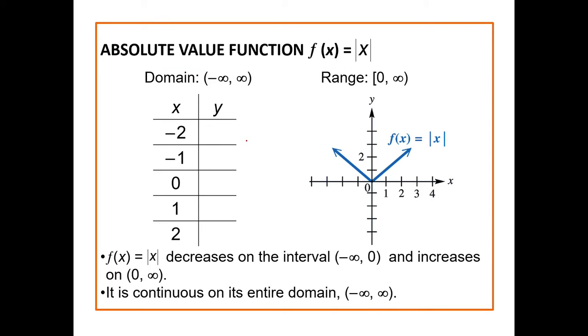For the absolute value function, it is defined as f of x equals the absolute value of x. So we're just going to plug in negative 2. The absolute value of negative 2 is 2. Absolute value of negative 1 is 1. Absolute value of 0 is 0. Absolute value of 1 is 1.